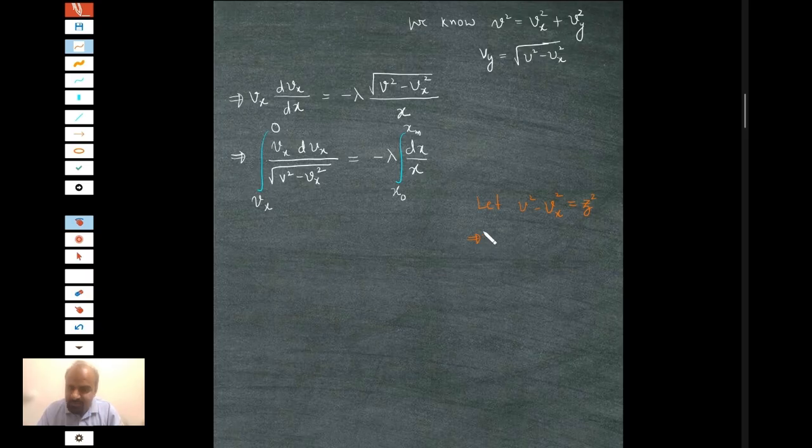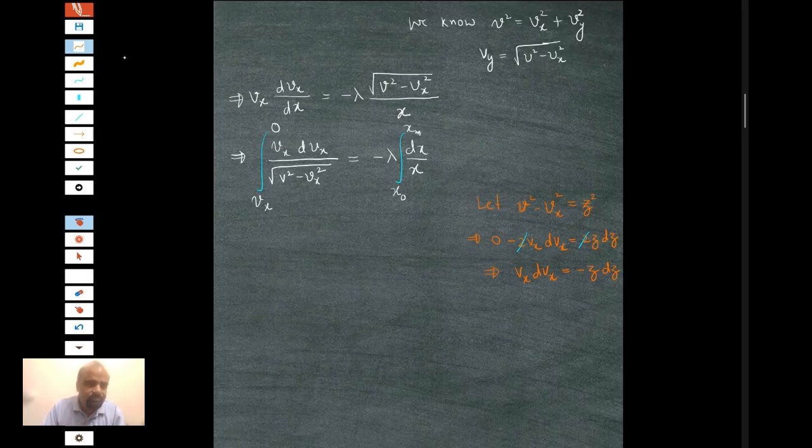Now the derivative: v is speed, which is constant, so its derivative will be 0, minus Vx's derivative will be 2Vx dVx, and the derivative of z square will be 2z dz. Got it? See, this 2 is getting cancelled. So you get Vx dVx is equal to minus z dz. This minus sign is there, that's why I'm writing minus here.